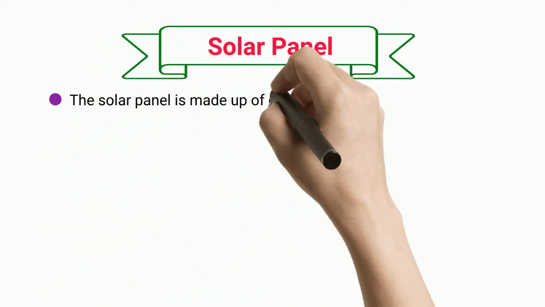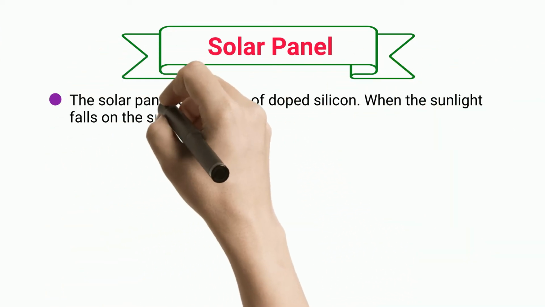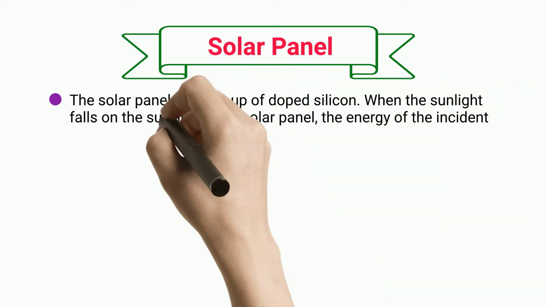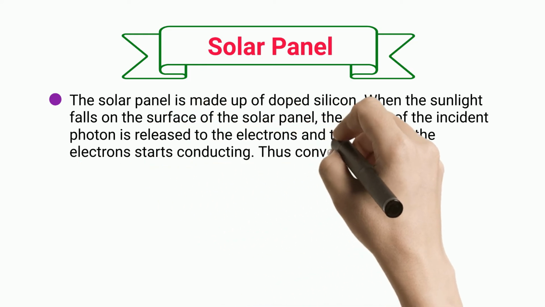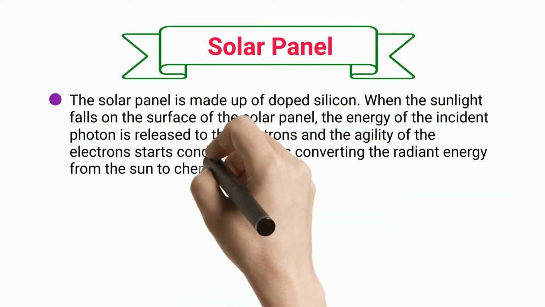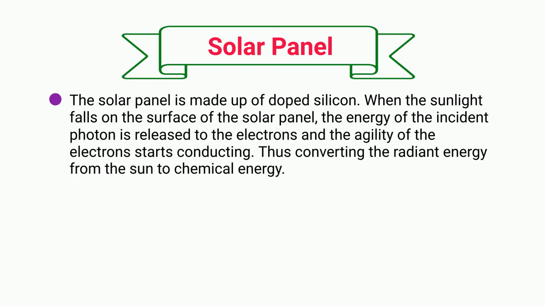Solar panel. The solar panel is made up of doped silicon. When the sunlight falls on the surface of the solar panel, the energy of the incident photon is released to the electrons and the agility of the electrons starts conducting, thus converting the radiant energy from the sun to chemical energy.